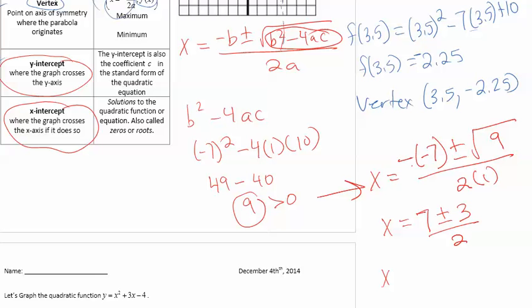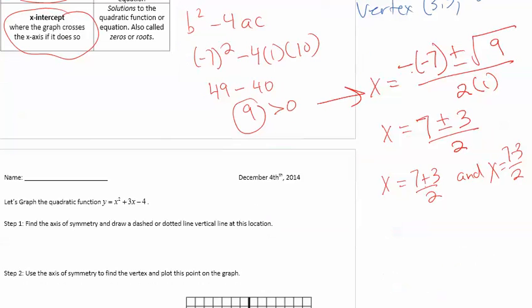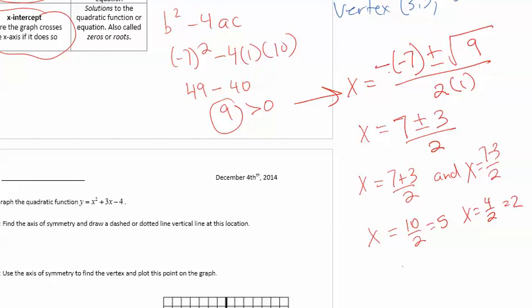So in this case, x is equal to 7 plus 3 divided by 2, and x is equal to 7 minus 3 divided by 2. So with that, I get x is equal to 10 divided by 2, which is 5, and x is equal to 4 divided by 2, which is 2. So my x-intercepts in this case are the points 5, 0 and 2, 0. Okay, 5, 0 and 2, 0.